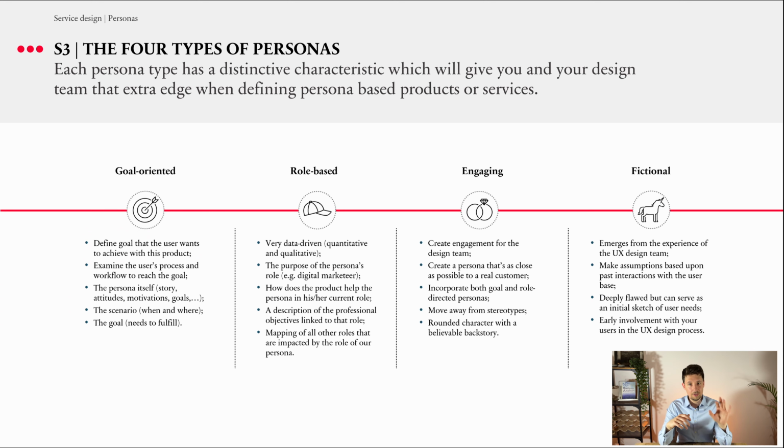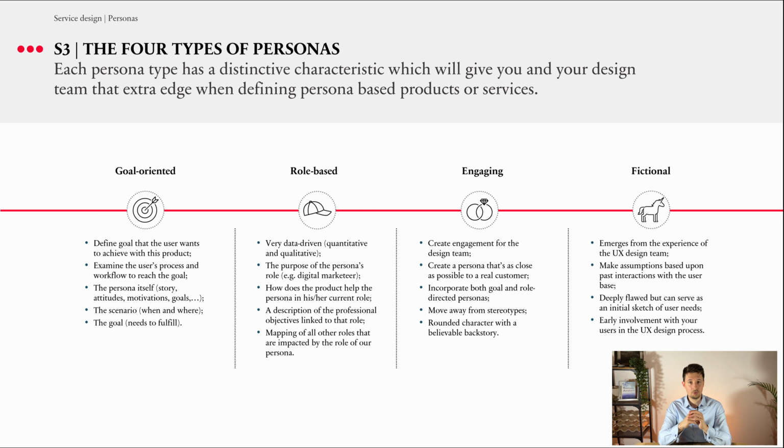Let's now move to the engaging persona. This is personally my go-to persona, and it's because it's the most complete. This type of persona aims to increase the engagement of the design team as much as possible. This in turn will push them to design an experience that better serves the persona. We try to create a persona that's as close as possible to a real customer. We do this by examining the emotions of the user, their psychology, backgrounds, and make them relevant to the task at hand.